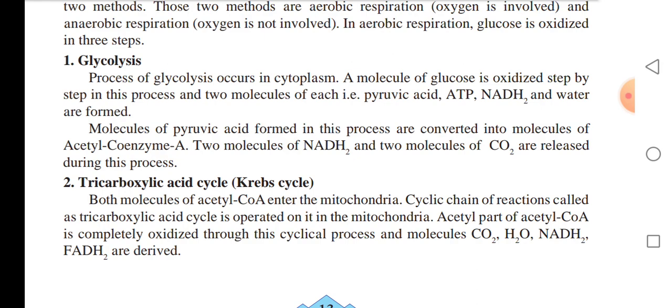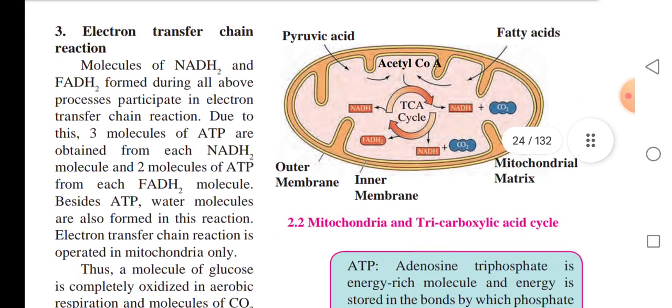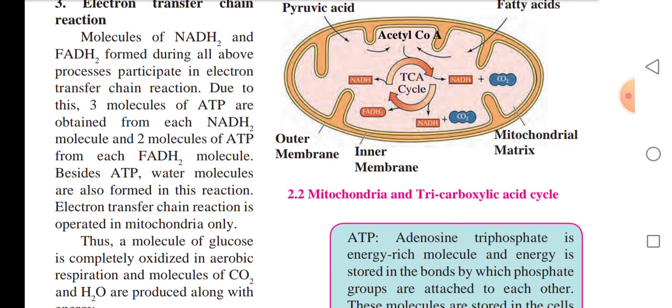The acetyl part of acetyl CoA is completely oxidized through this cyclic process, and molecules, that is CO2, H2O, NADH2, FADH2, are derived. Third cycle, electron transfer chain reaction. So basically friends, first of all, the picture you can see of the TCA cycle is really important. So memorize it. Now back to electron transfer chain reaction.